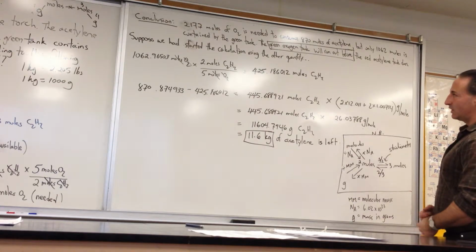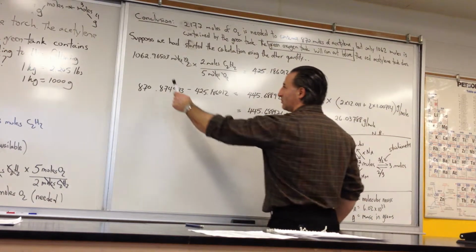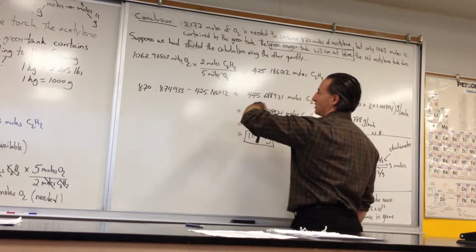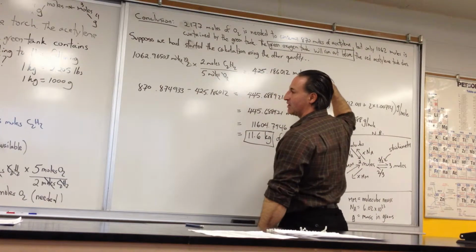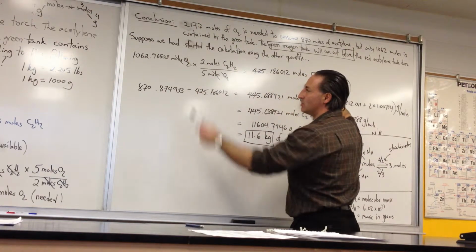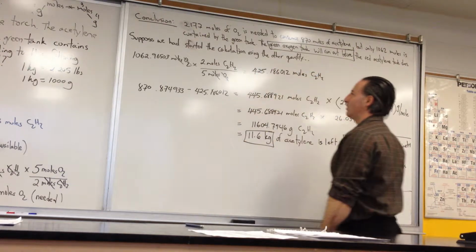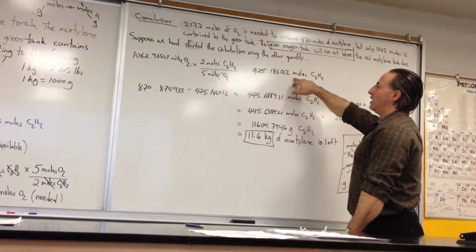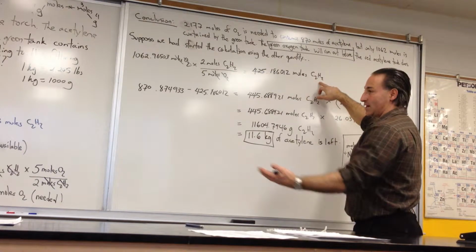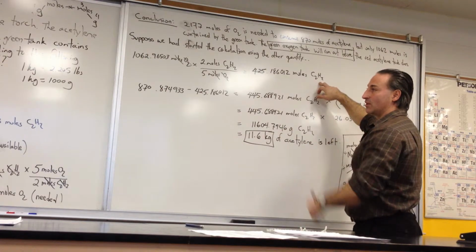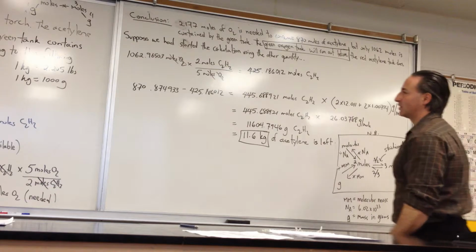Suppose we had started the calculation using the other quantity. Suppose we had started using oxygen. So we start with 1,062 moles of oxygen. This time our stoichiometric factors are flipped over because we're trying to find the quantity of acetylene that's needed to combine with that many moles of oxygen. So 2 moles of acetylene combines with 5 moles of oxygen. That means we need 425 moles of acetylene, which means we have an excess of acetylene. So either way, you come to the same conclusion that the limiting reagent is oxygen in this particular problem.